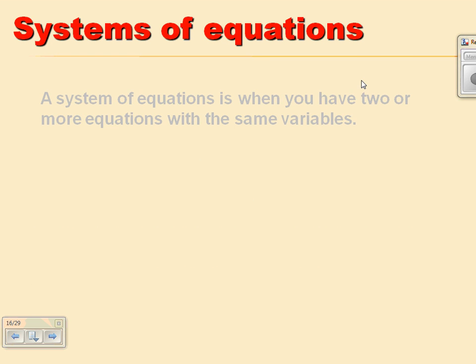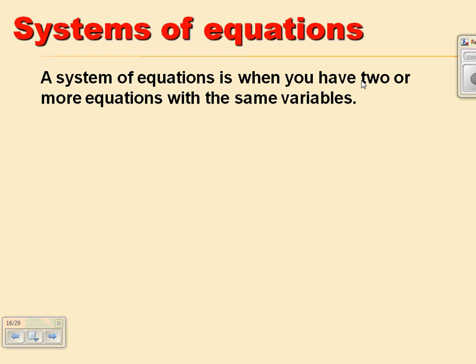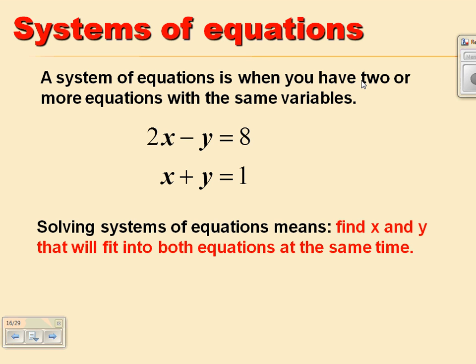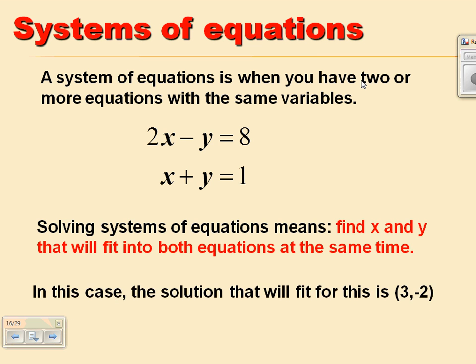So, remember, a system of equations is when you have two or more equations with the same variables, x and y. And the goal of the system of equations is to figure out what x and y are for both equations that would fit at the same time. In this case, the solution that will fit into both equations is 3, -2. We learned yesterday that one method is to graph both equations, find the intersection of both lines, and that's your answer.